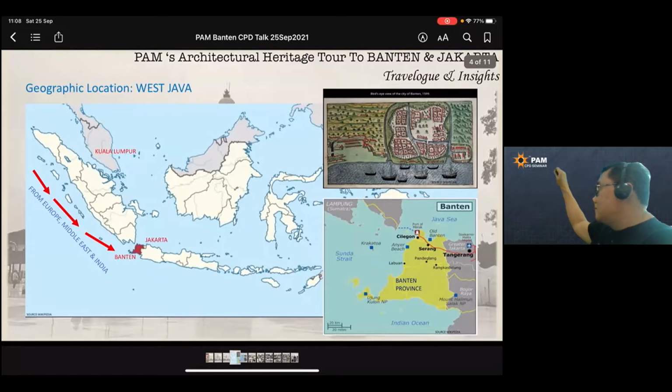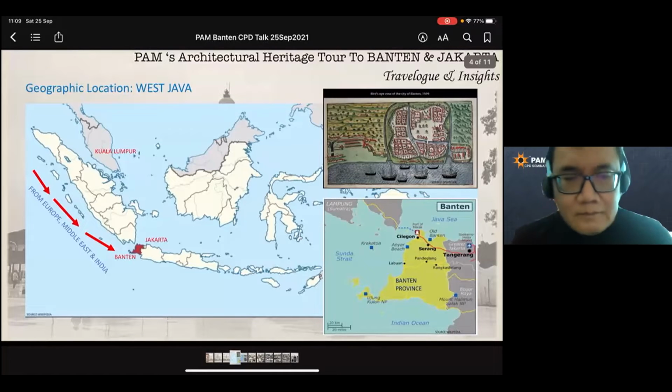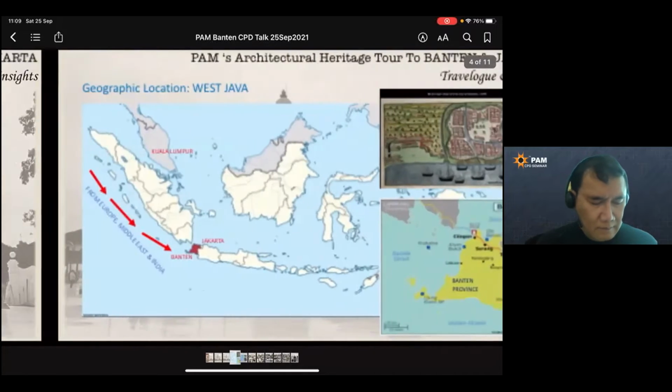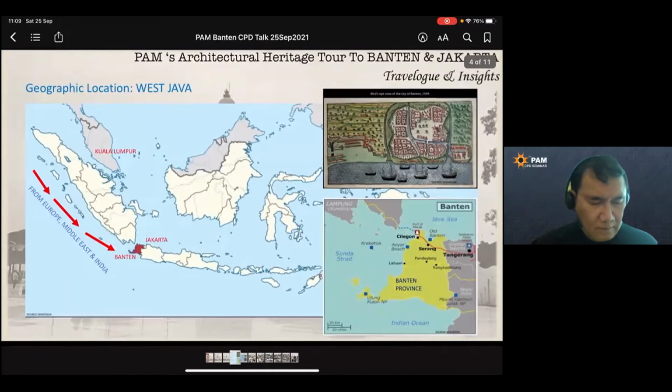During those times, 300, 400 years ago, that route was used by Europeans, Middle Easterners, and also people from India coming to Malacca and also to Indonesia. So those who came to Banten would take that route. First they would see the Padang port, and then they would go down to Banten.